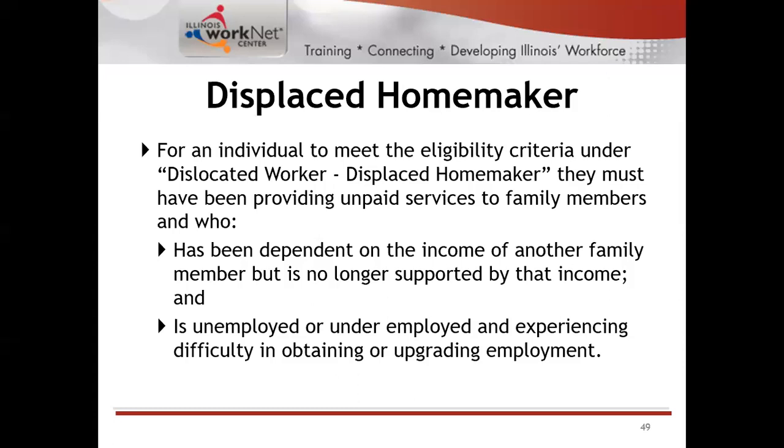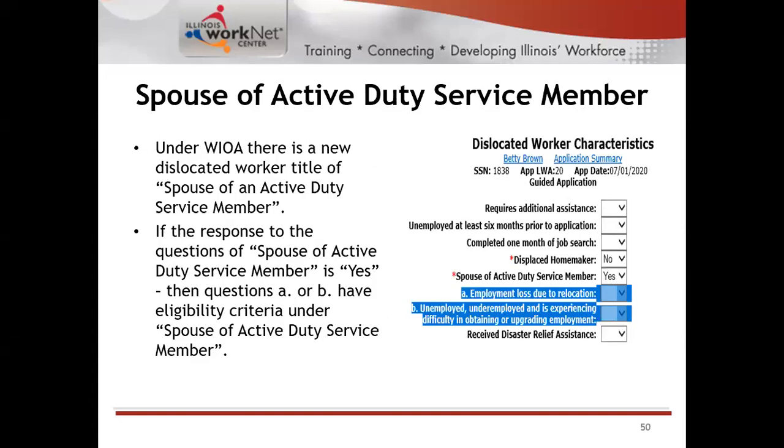That's traditionally who meets the displaced homemaker. The spouse of an active duty service member, this was added under the WIOA legislation. On this, the intent was, I spent 20 years in the Air Force, and I moved every 3 to 4 years. So when you're married, it is tough on your spouse when you're moving every 3 to 4 years to get a career going.